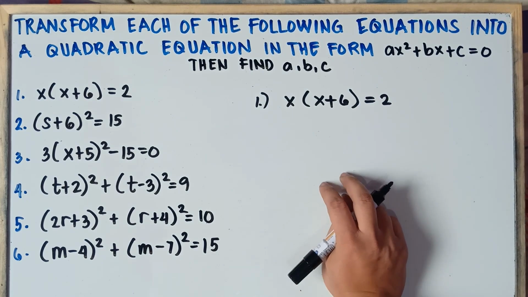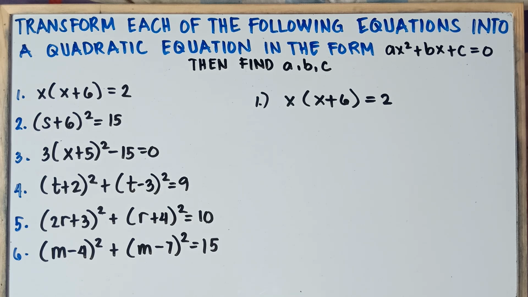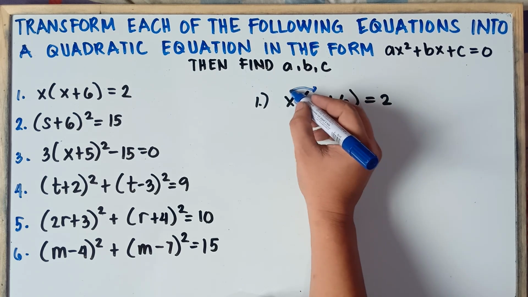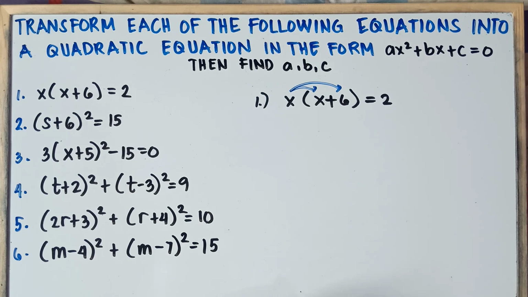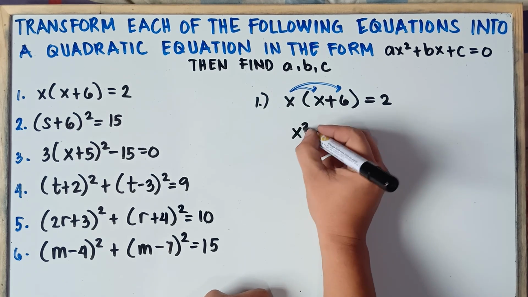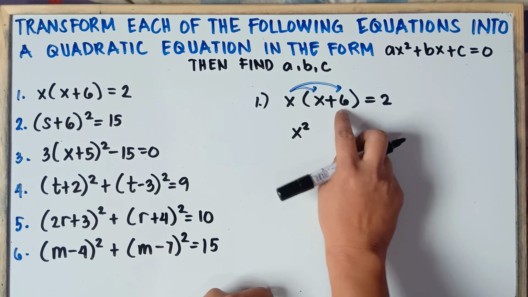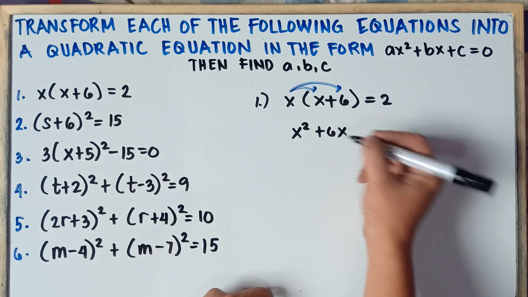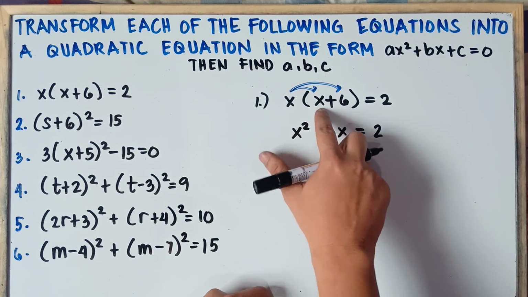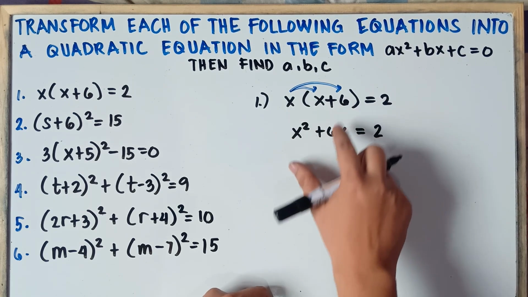If you are given an example like this, class, the thing that you will do is simply distribute. You multiply x by x and then you multiply x by 6. Distributive property. So x times x is x squared, and x times 6 is positive 6x. Copy the equal sign and then 2.